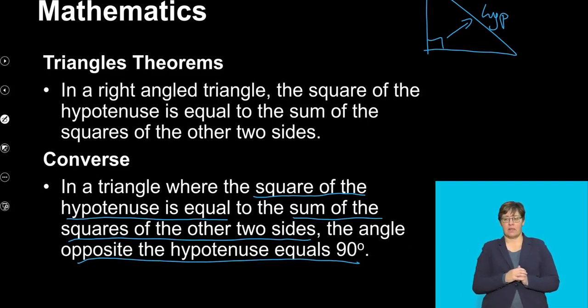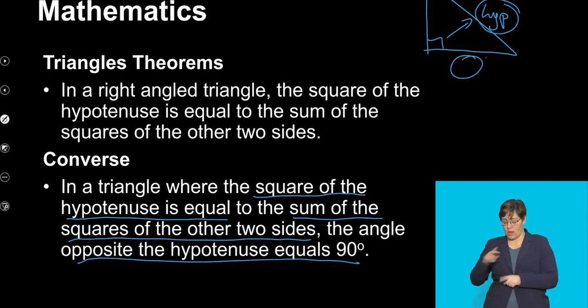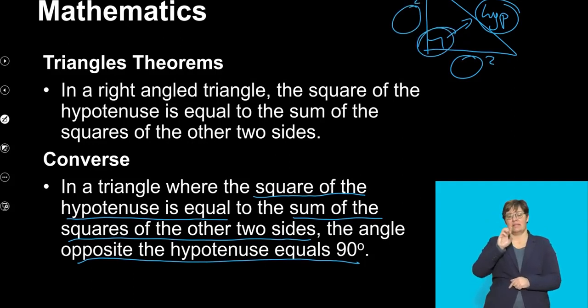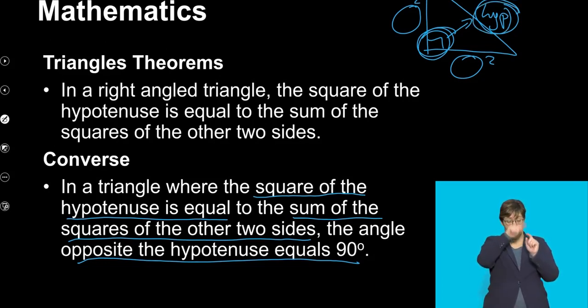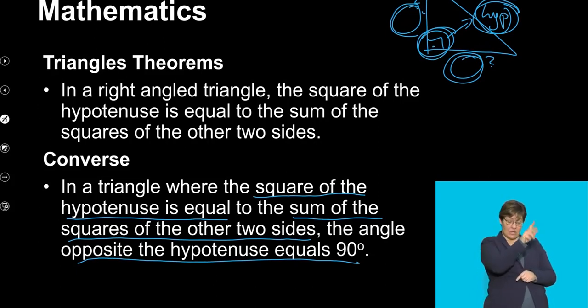So if I say this squared is the same as this side squared plus this side squared, then I will know that this is a 90-degree angle. Let me repeat. If I say this squared is the same as this one here squared plus that one squared, then the angle that is here will be a 90-degree angle, because this will be adhering to the theorem of Pythagoras, which is the converse we are talking about.